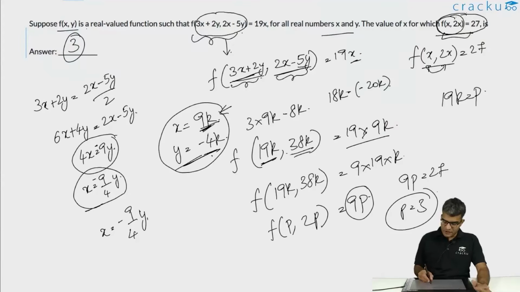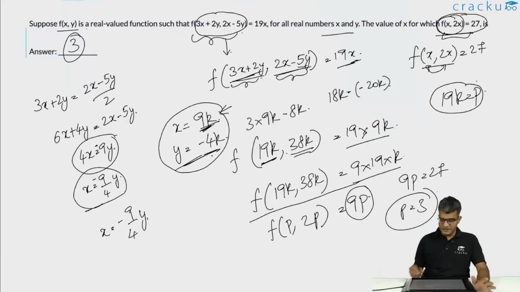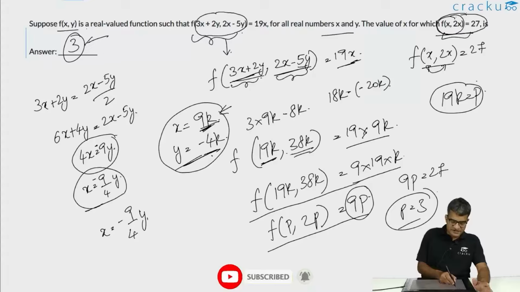This is equal to 19x, which is 19 into 9k. So f of 19k comma 38k is 9 into 19 into k. Now just to again remove any complexity, we assume 19k to be equal to p. So f of p comma 2p is 9p. So the value of p is 3. So the answer for this question is 3.